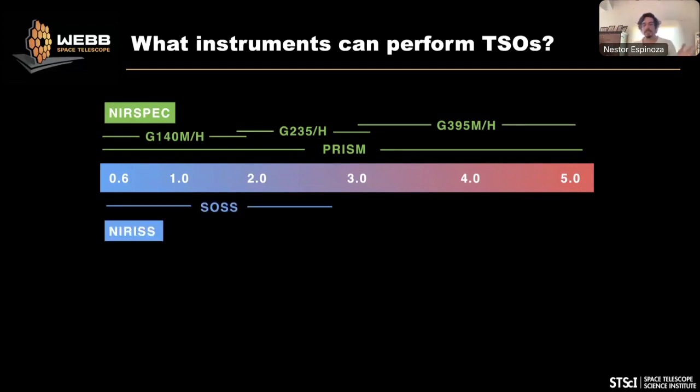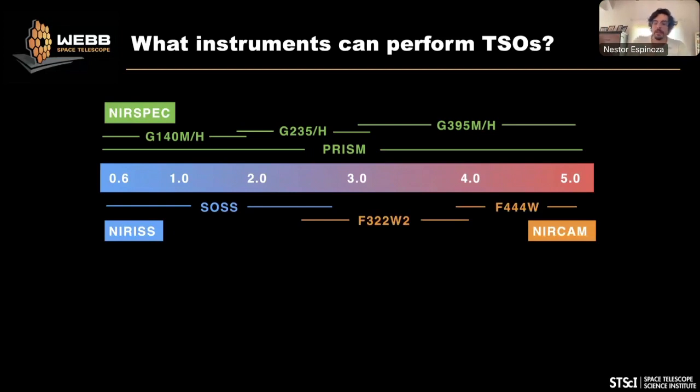Then we have NIRISS. NIRISS has one mode that allows you to do TSOs, which is the NIRISS SOSS mode. That goes all the way from 0.6 to 3 microns. And you might be asking, why would I use NIRISS SOSS and not the G modes or the Prism? That depends on what kind of brightness you're looking at and what resolution you want. If you want to go for very bright targets and cover all the way from 0.6 to 3 microns, you probably want NIRISS SOSS because it's in one shot. But if you're interested only in a fraction of that, then you can use the G140 or G235 for NIRSpec.